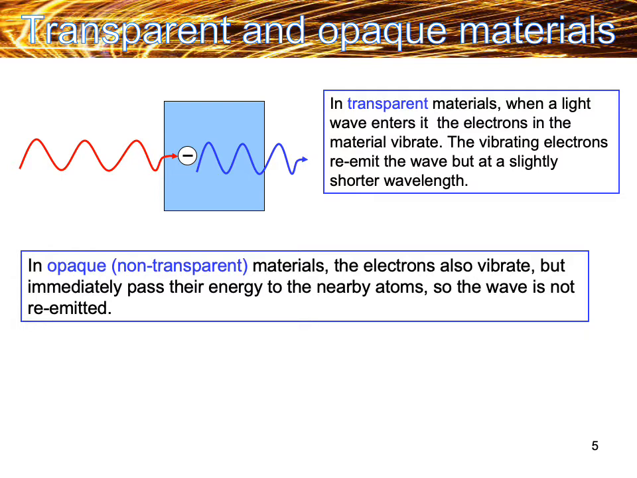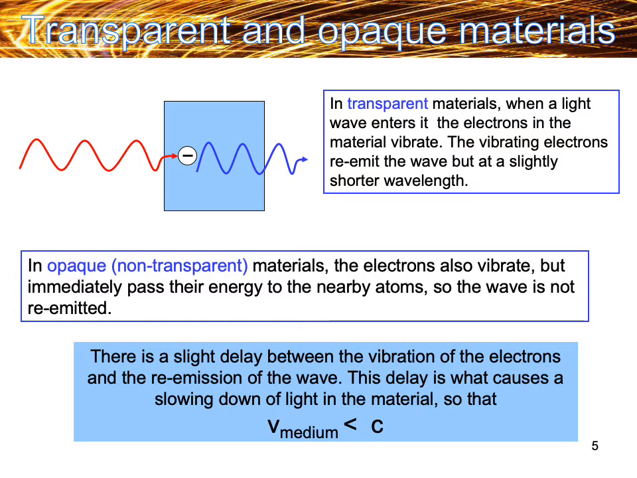And some matter is transparent, like glass or diamond or water, but other materials like plastic or ceramic are opaque, right? They don't let the light travel through the material, because the electrons pass the energy to the nearby atoms, so this re-emission of the wave doesn't occur inside an opaque material. Right.